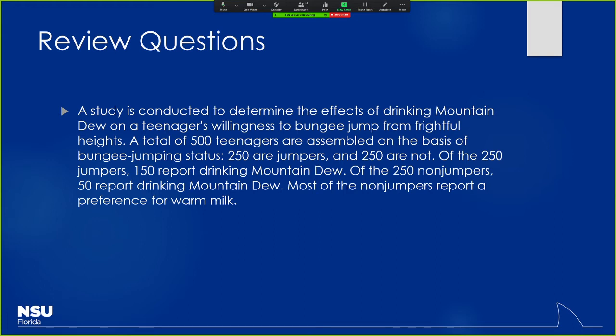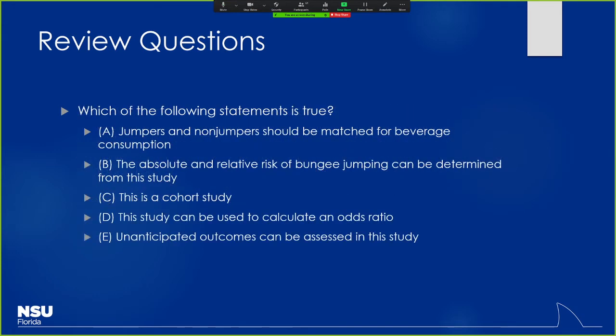And of the 250 jumpers, 150 reported drinking Mountain Dew. They did the Dew that day. And then of the 250 non-jumpers, only 50 reported drinking Mountain Dew. Most of the non-jumpers also reported a preference for warm milk. Interesting. Could be an ancillary finding. Could help us to generate some hypotheses.